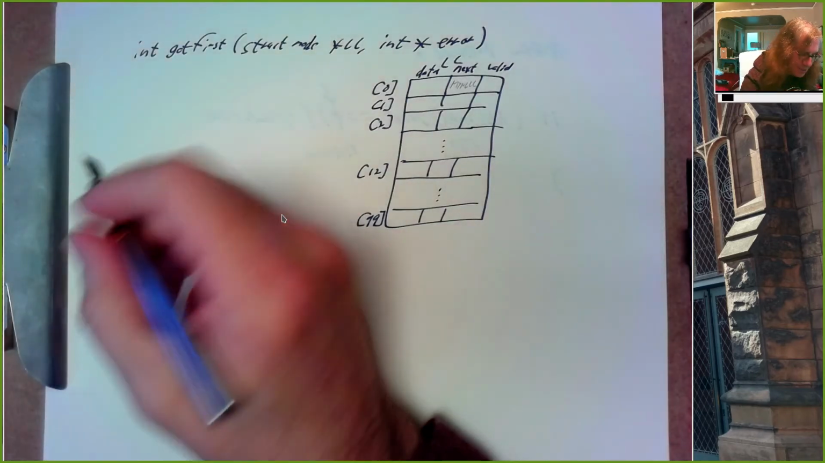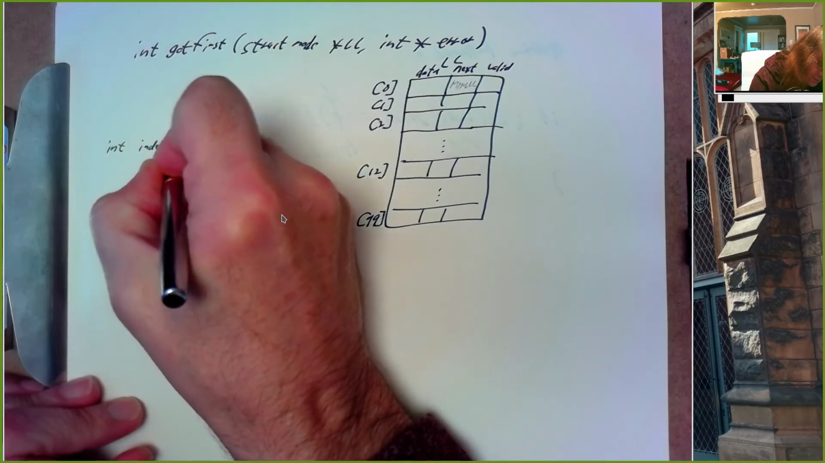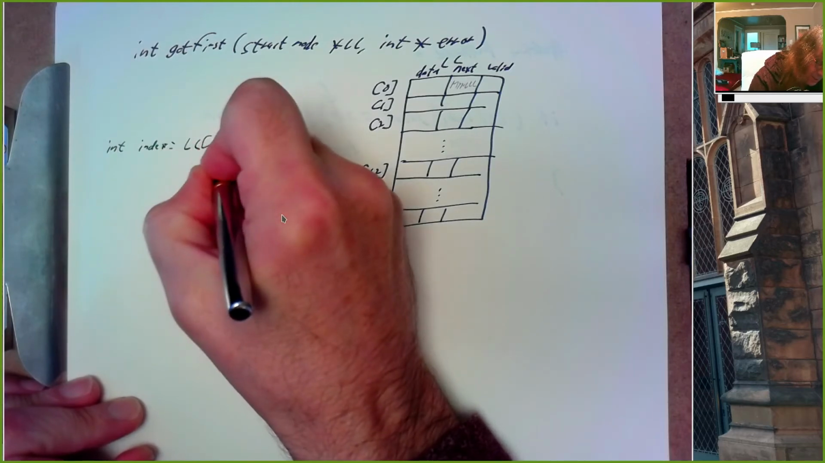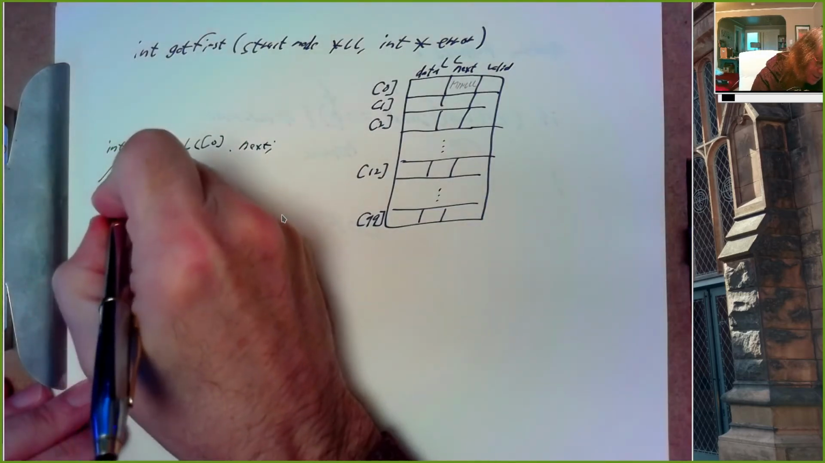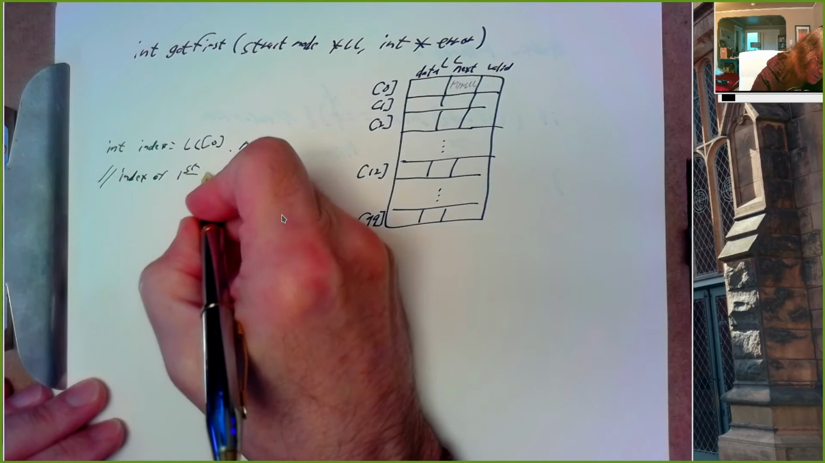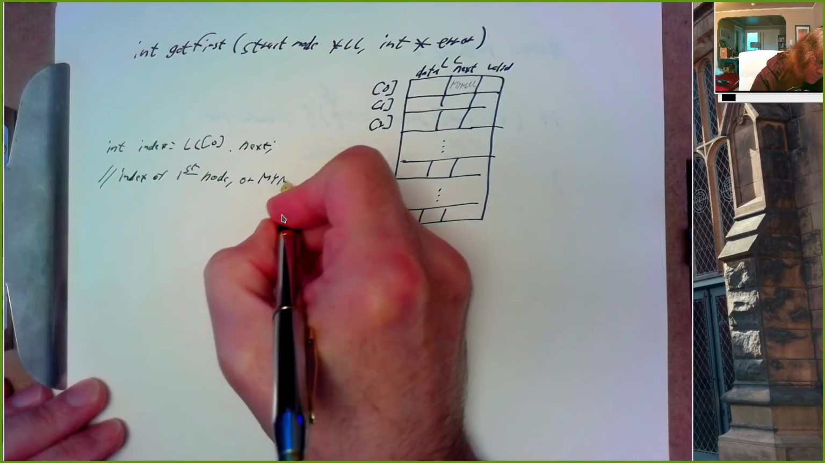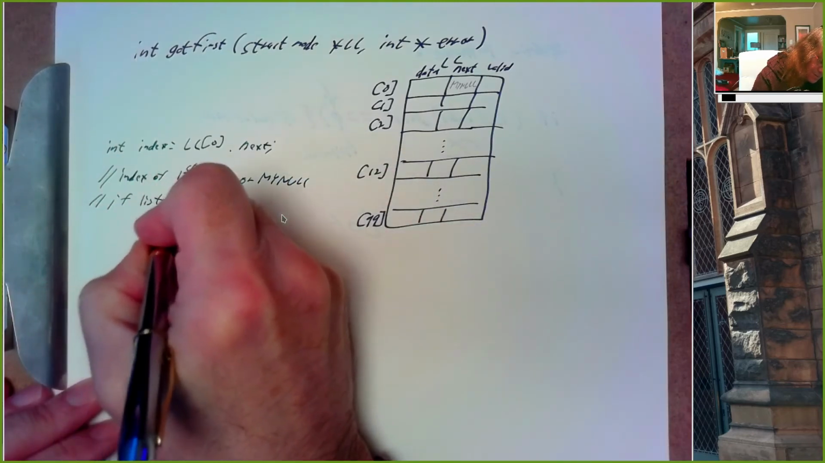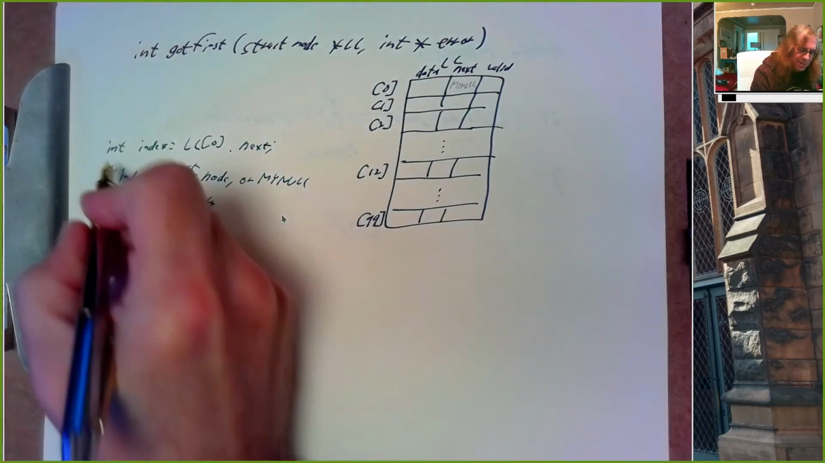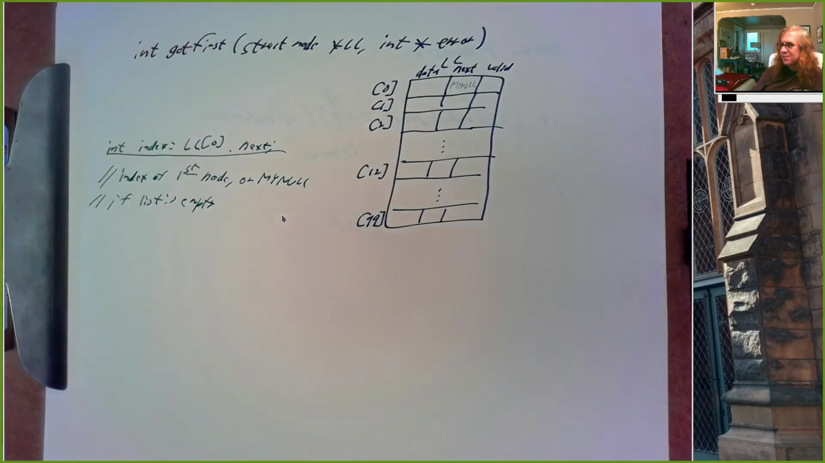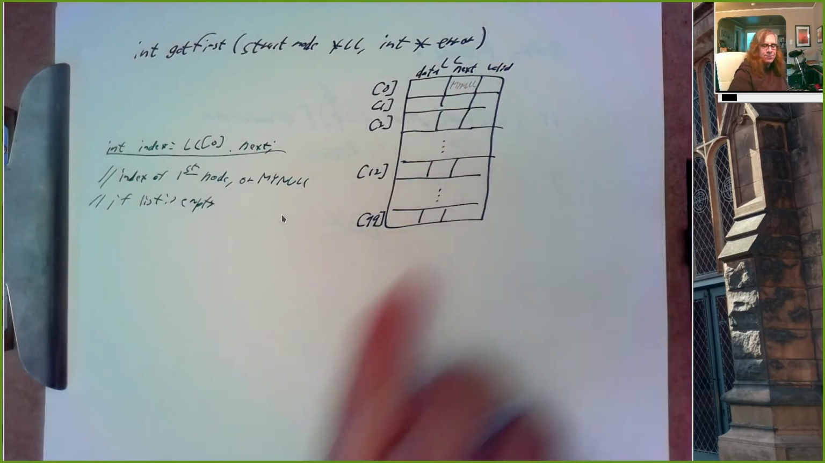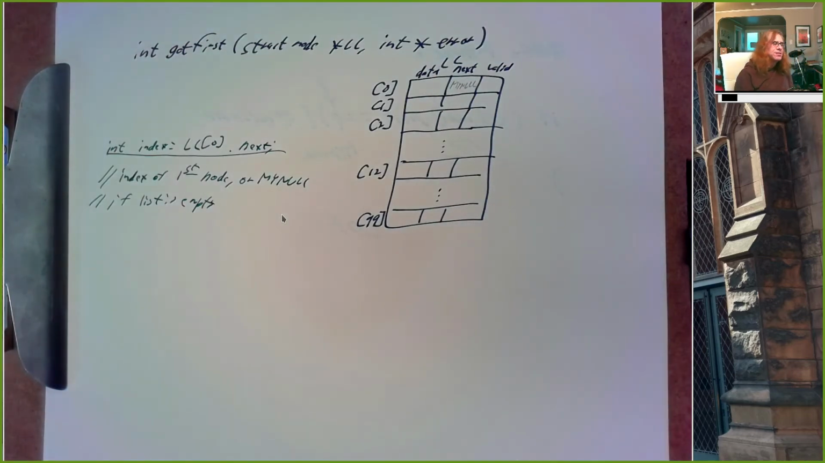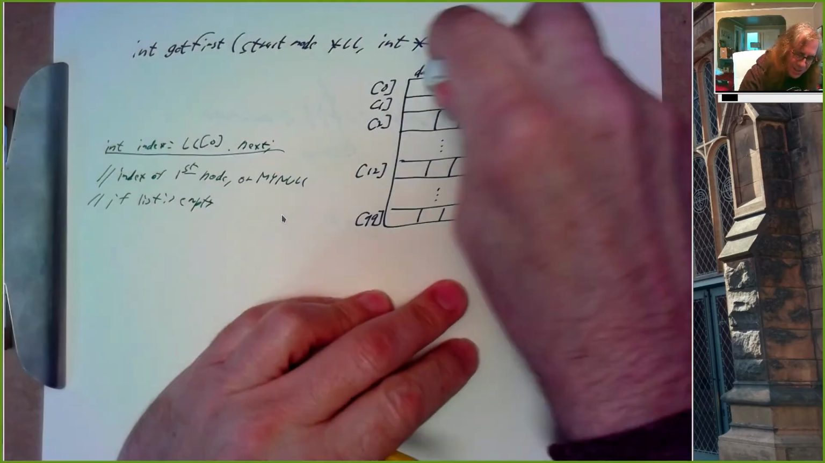So what do we do? We could have something like index equals LL bracket 0 dot next. This is the index of the first node, or MYNULL if the list is empty. That's a legit line of C code: integer index equals LL bracket 0 dot next. That will set index equal to whatever value is in here. If index is MYNULL, your list is empty, and you do what you're supposed to do for an empty list, which we'll talk about in a second. If index is not MYNULL, it is the index of our first node.